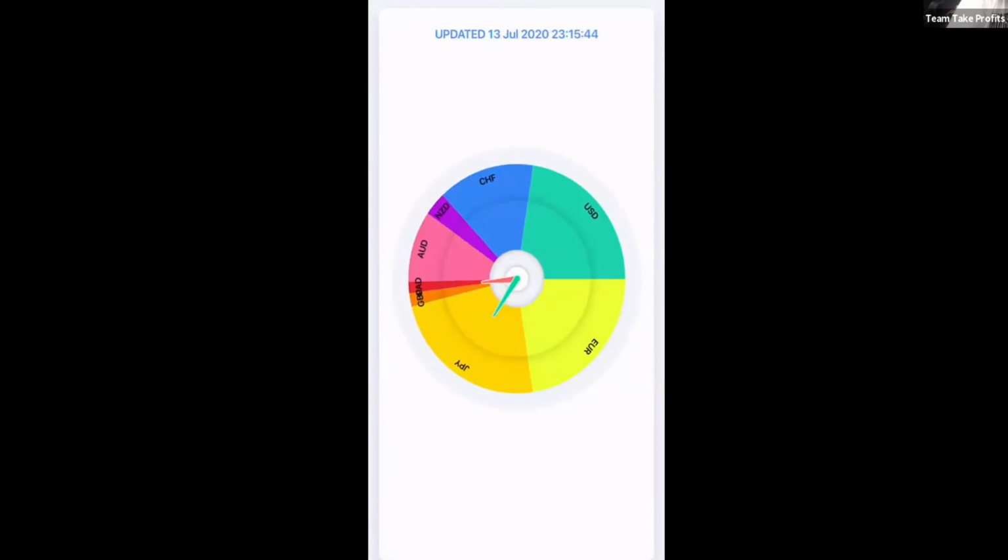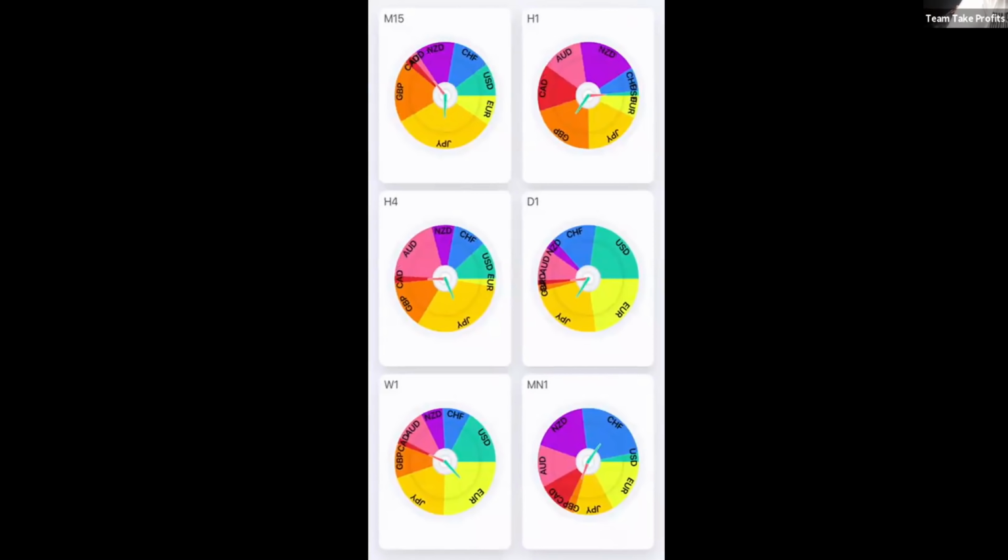Once we see 7 cycles of the GBP in strength over the AUD on the daily, now we're going to see the weekly in favor. Once we see 4 weekly cycles, I hope I'm making the point here, right? So what we need to see is strength on a consistent basis.